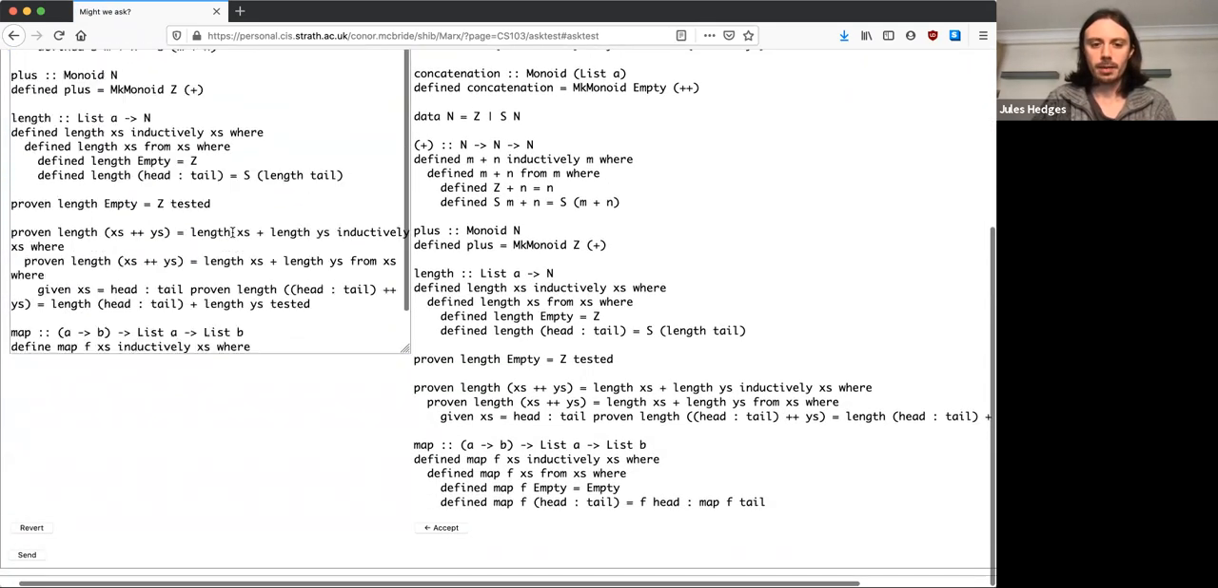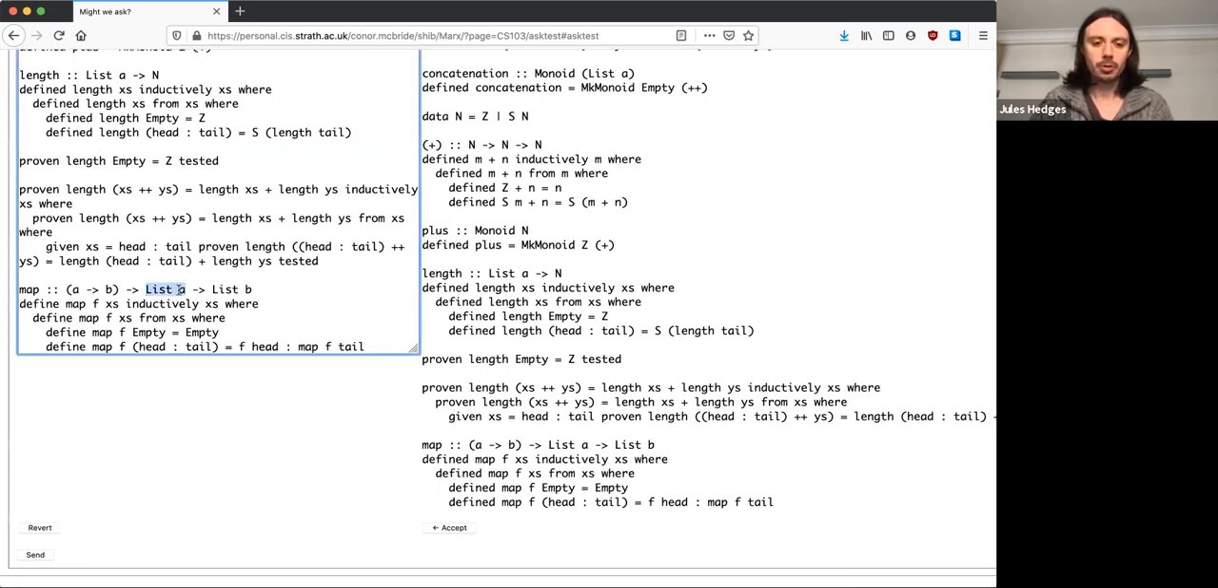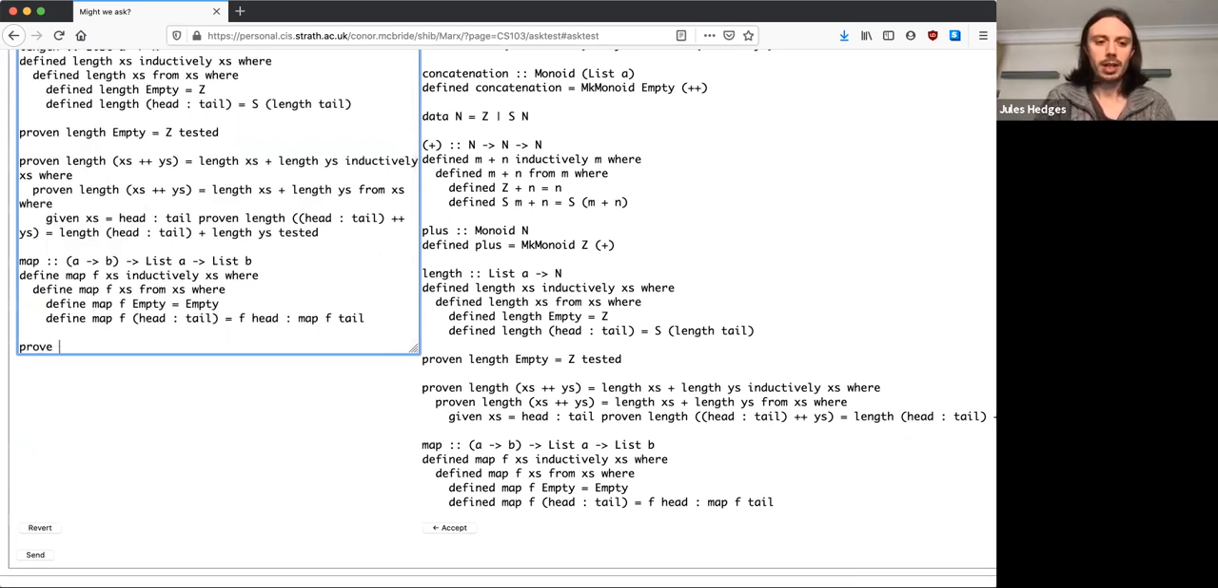So map turns out to be a monoid map for any function at all. It turns out to be a monoid transformation from this list monoid on lists of A to the other list monoid on lists of B. So what does that mean? It means that if we take map F for any F and we take the neutral element of the list A monoid, we're going to get the neutral element of the list B monoid, which is also empty. And this is true by tested.